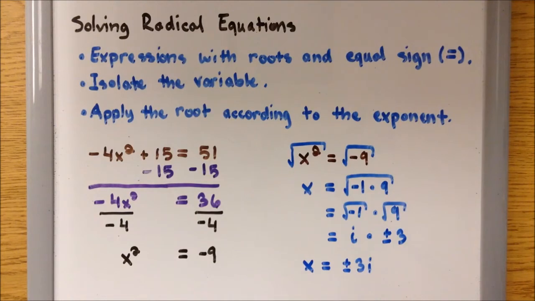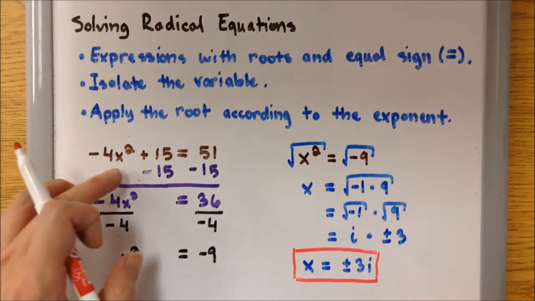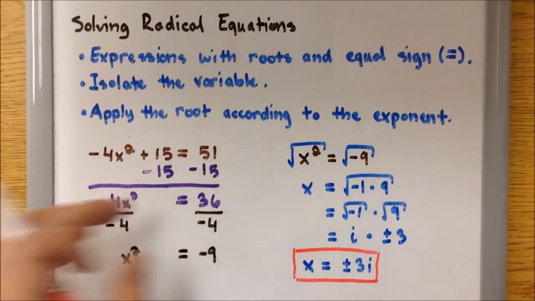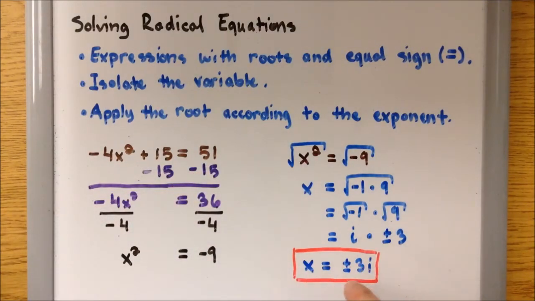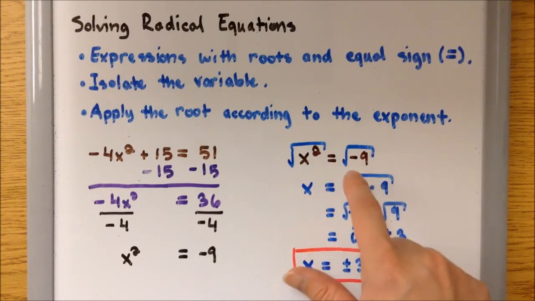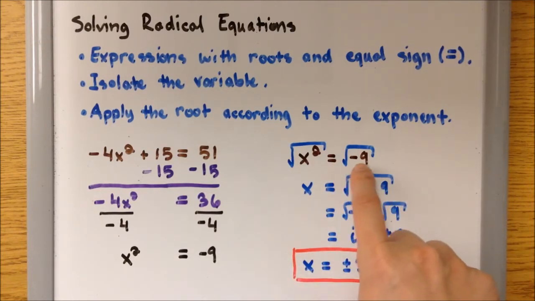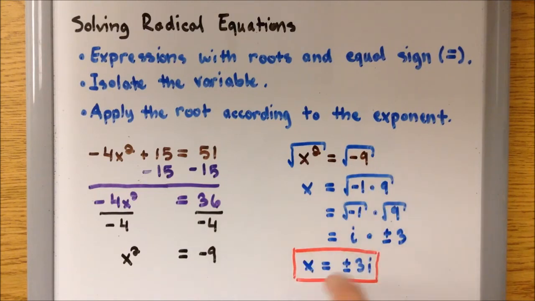So that's going to be our solution. So the answer to negative 4x squared plus 15 equals 51 is x equals positive negative 3i. And we only have i because we did the square root of a negative 9. So when there's a negative inside a square root, then for sure you will have an imaginary number, or i.